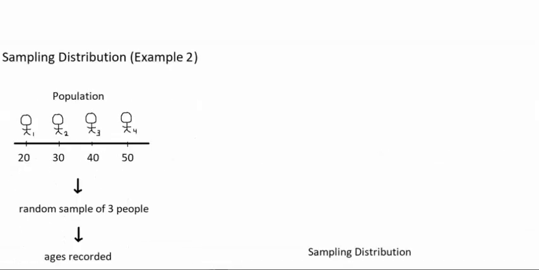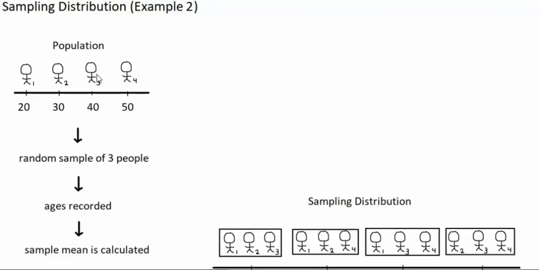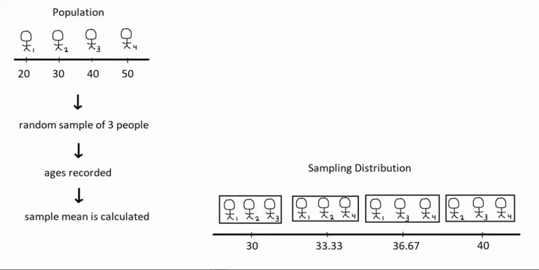Here we have the same population, but now a random sample of 3 people are being selected. The ages are being recorded, and the mean of the 3 people is being calculated. Once the 3 people are chosen, this person is going to add the 3 ages and divide by 3 to get the mean of the 3 selected people. In this situation, there are 4 possible samples, because persons 1, 2, and 3 could be the chosen 3. Persons 1, 2, and 4 could be the chosen 3. 1, 3, and 4 could be the chosen 3. And here's our last possible sample of 3.